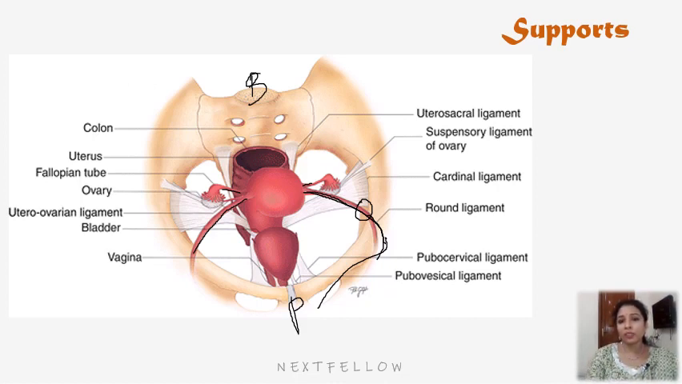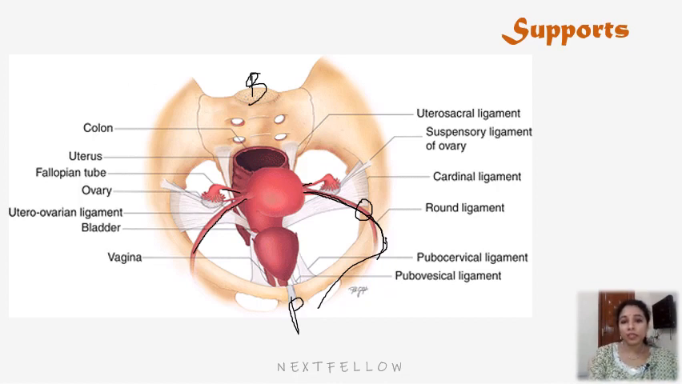Further, it splits into numerous thread-like fibrous bands which merge with the fibroareolar tissue of the labium majus. So finally it ends in the labium majus, and these ligaments pull the fundus of the uterus forward and help to maintain the uterus in anteverted and anteflexed position.